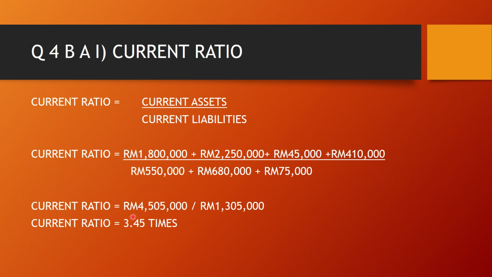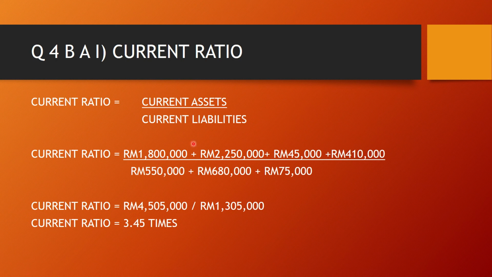Question 4B, the financial data are obtained from A Board Sdn Bhd for the year ended 31st December 2017. So you are given two statements. One is the statement of profit or loss, which is the income statement, and another one is the balance sheet or statement of financial position of A Board Sdn Bhd as at 31st December 2017. So from this information, you need to calculate number 1, current ratio.